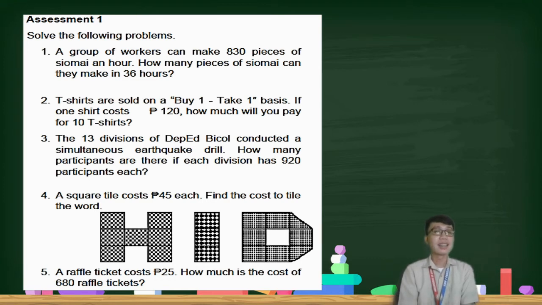Number 3. The 13 divisions of DepEd conducted a simultaneous earthquake drill. How many participants are there if each division has 920 participants each? Number 4. A square tile costs 45 pesos each. Find the cost of the tile. Number 5. A raffle ticket costs 25 pesos. How much is the cost of 680 raffle tickets?